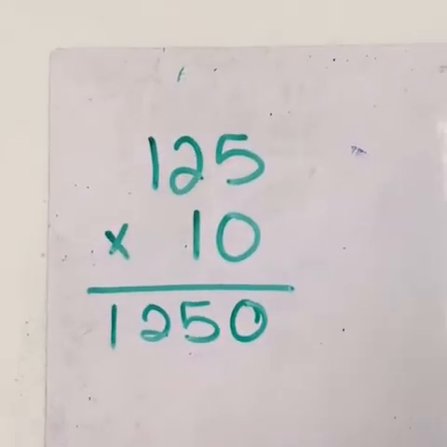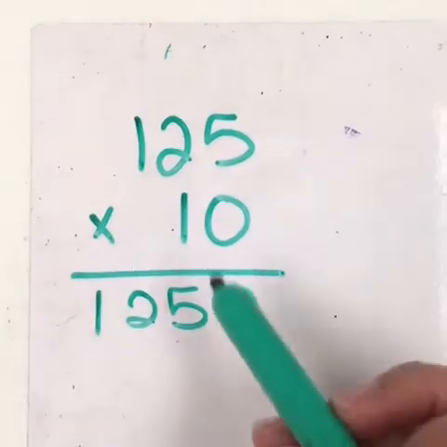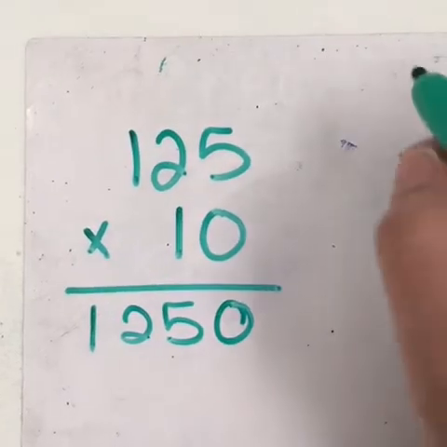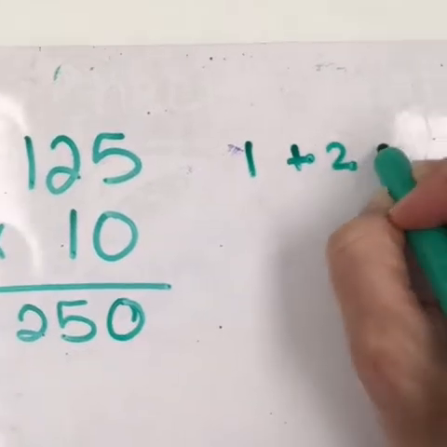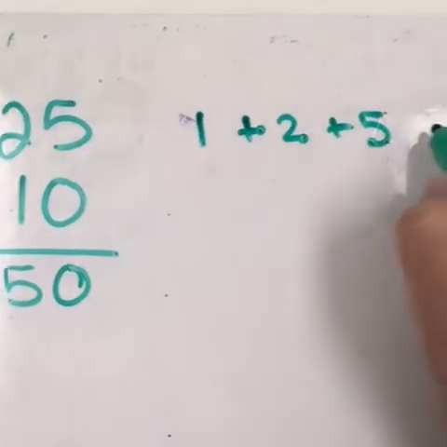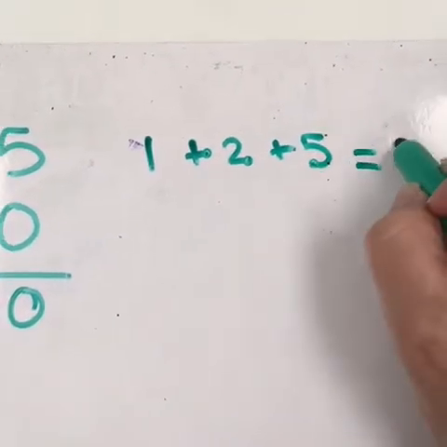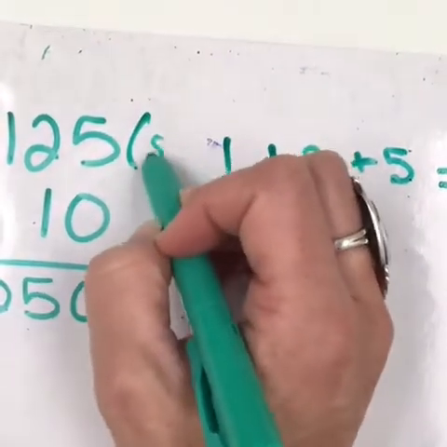So another quick example, 125 times 10. I went ahead and solved it, so let's see if I did it correctly. We're going to check it using check numbers. So I add the digits together. 1 plus 2 plus 5 gives me 8. So my first check number is an 8.